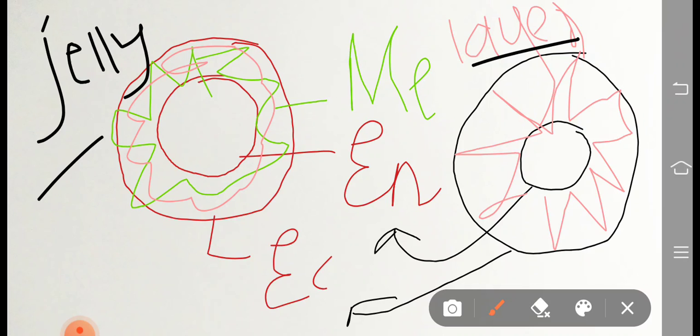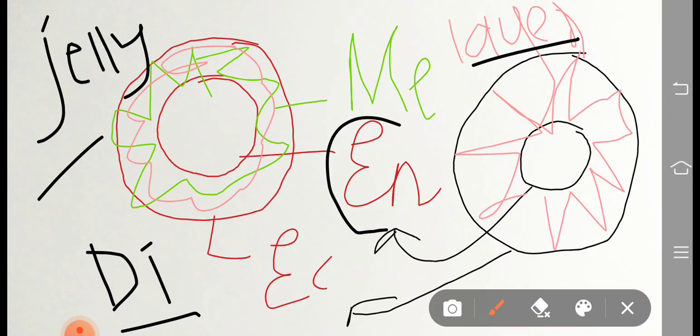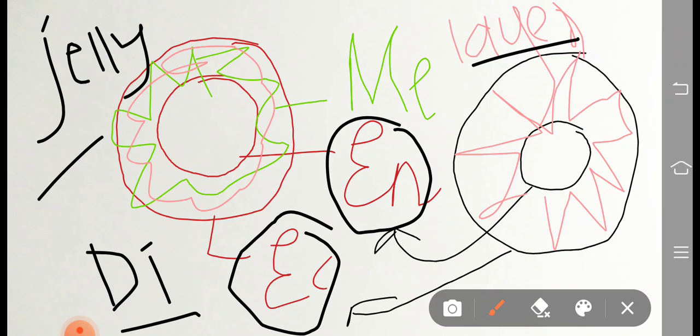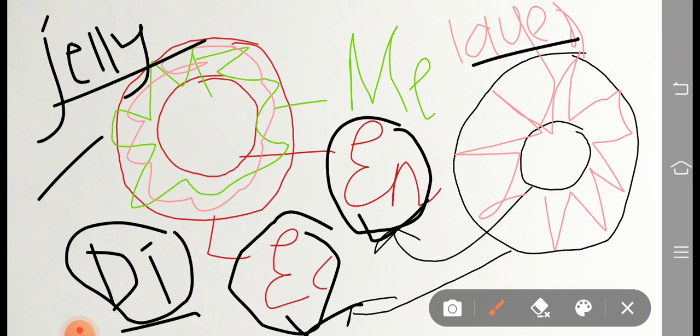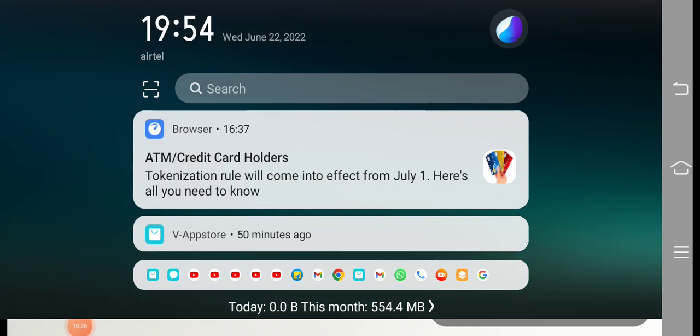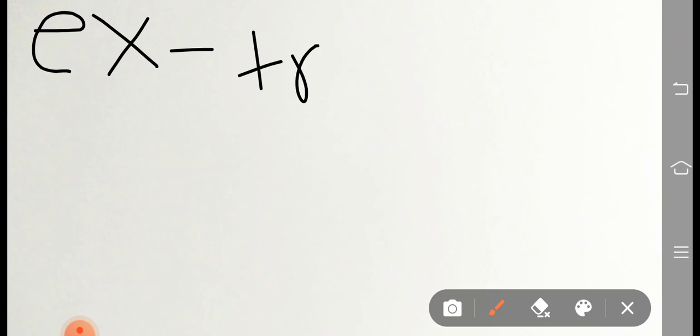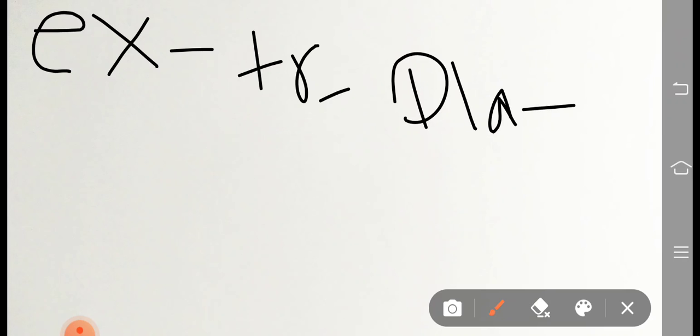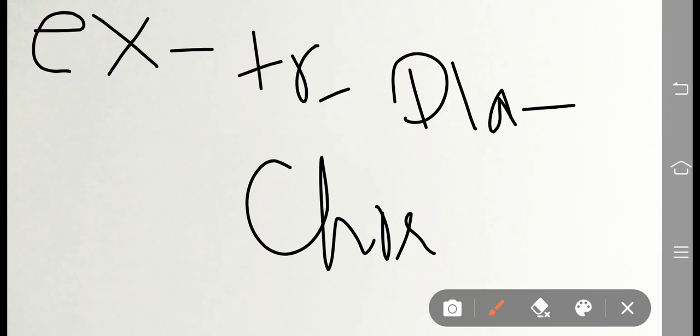Okay, so diploblastic have only two layers, the endoderm and the ectoderm. Triploblastic have three layers, which are endoderm, ectoderm, and the mesoderm layer. In between, diploblastic have a jelly called mesoglea. Now, the examples of triploblastic animals are from platyhelminthes to chordata.